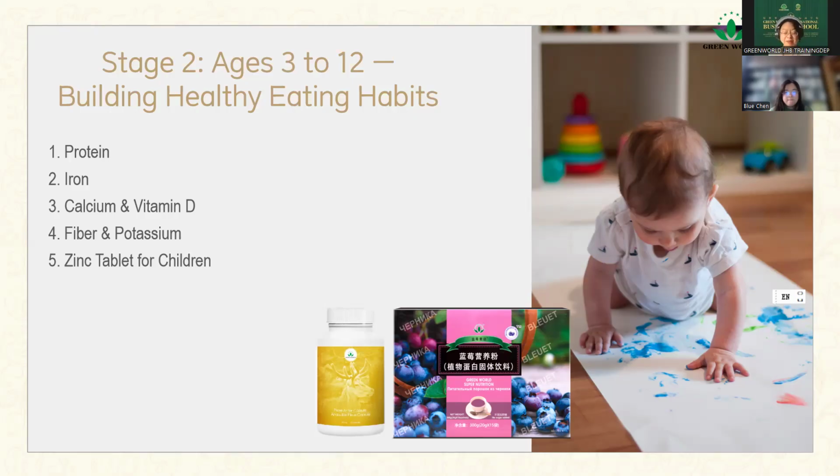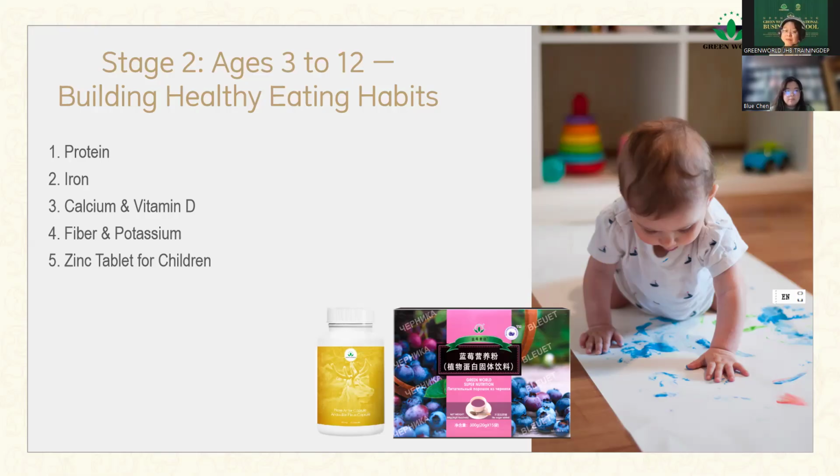Number 3, calcium and vitamin D. Calcium is essential for building strong bones and teeth. A significant number of children do not meet their daily calcium needs. Children 9 to 13 years need about 1,300 milligrams of calcium per day, about 3 cups of milk or yogurt. Vitamin D helps the body absorb calcium, so your kid needs to be exposed to sufficient sunshine. Otherwise, your kids need supplementation of vitamin D.